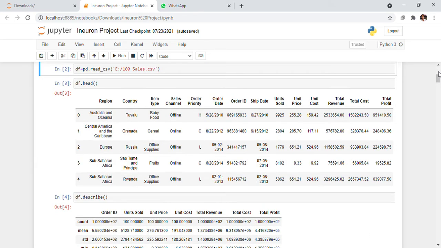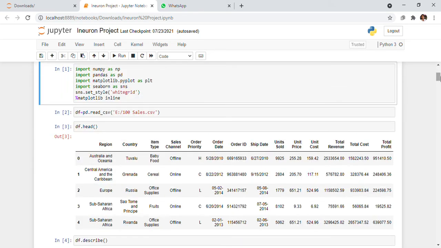So here I have imported all the important libraries like NumPy, Pandas, Matplotlib, Seaborn, and after that I have uploaded my data.